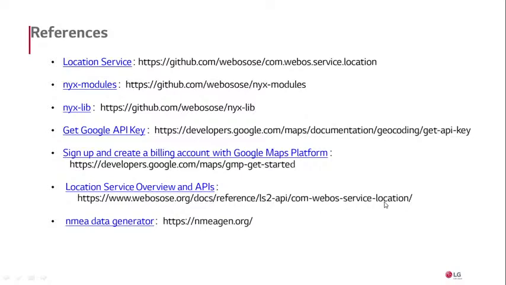The location service overview and the APIs are available in the webOS OSE docs, where you can get com.webos.service.location, and the NMEA data generator, as just shown before in the slide to generate the NMEA data. So this is all about the location service in webOS. Thank you.